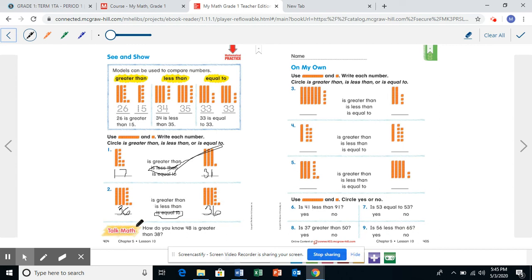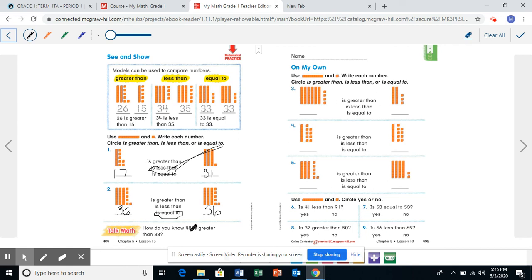Okay, let's do this number talk. How do you know that 48 is greater than 38? Well, you can do the number talk with your partners, but I'm going to do a number talk like if I was talking to someone and I'm explaining how I can compare. How do I know? I know that 48 is greater than 38 because I can look at the place value.